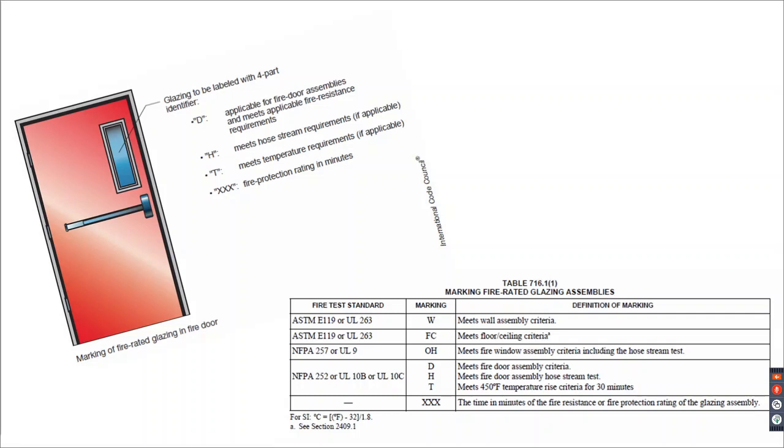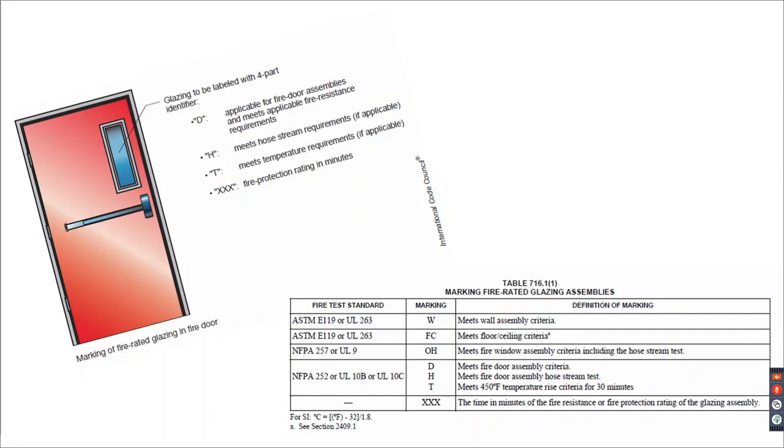So if you're, again, tested per ASTM E119, UL 263 tested as a wall, you'll see the marking W, and it meets wall assembly criteria. And if it has FC, then that means it meets the floor ceiling criteria. And there's a footnote in there to go see, when you have the floor ceiling, go also see 2409.1. So right there, those will tell you, remember, your ASTM E119, UL 263 are the testing criteria for when it's an assembly, the building element, tested as a wall.